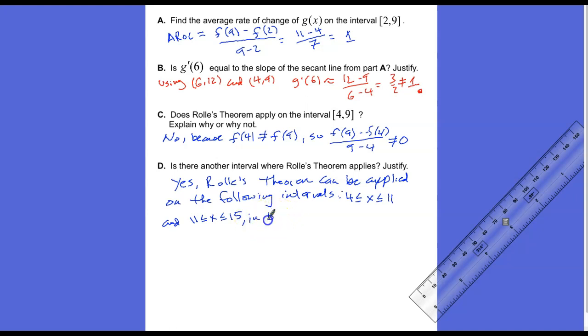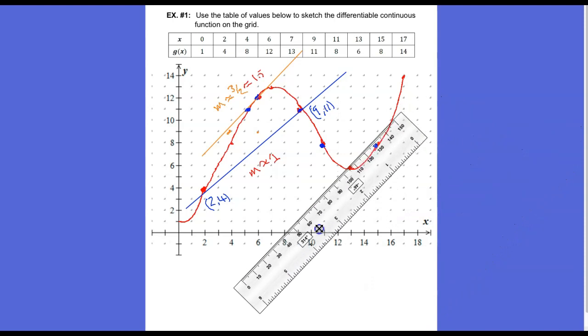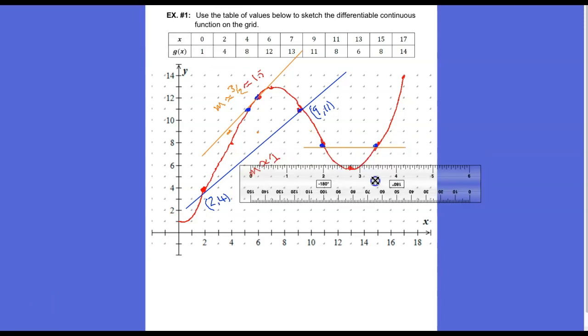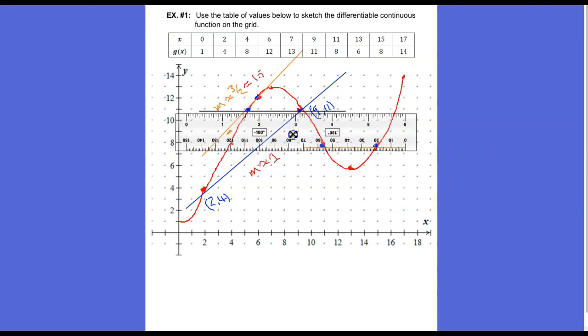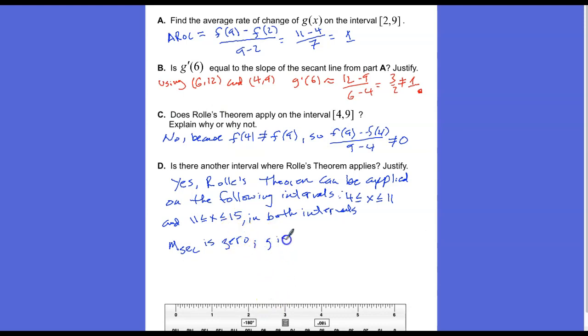And we can furthermore say that in both intervals the slope of the secant line is 0. And we can show that pretty easily. So there we have a slope of 0, and here we also have a slope of 0. And what's more, g is both continuous and differentiable.